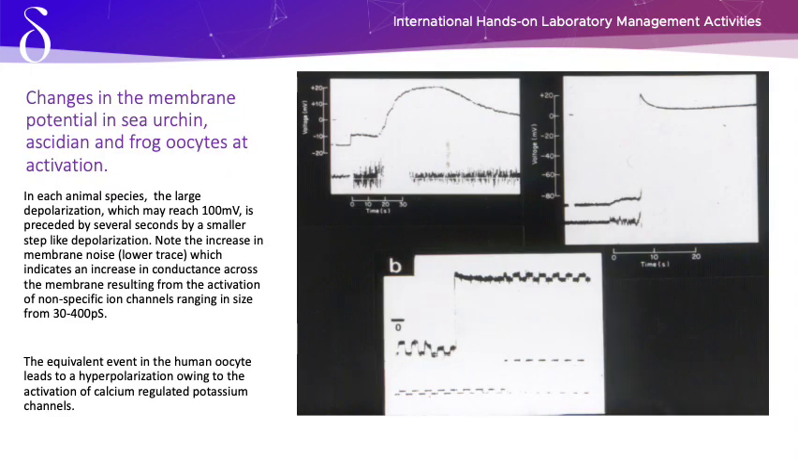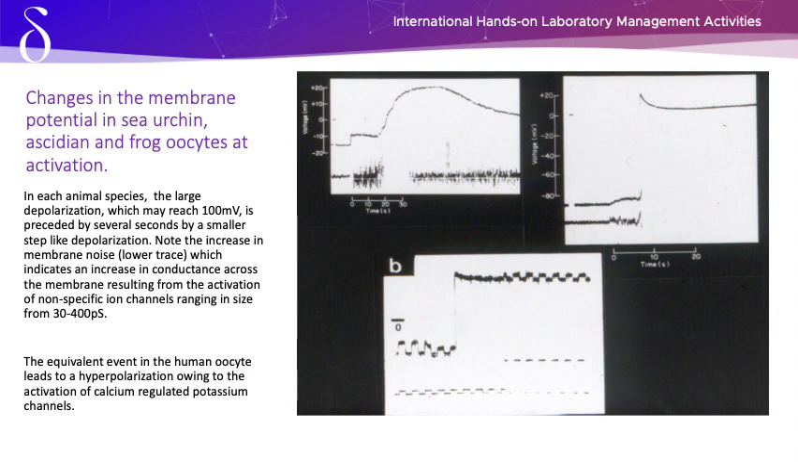So the first event in activation is actually a change in the membrane potential of the oocyte, which you can see in all animals in one form or another. In these graphs, we can see the fertilization potential, top left of a sea urchin, top right an ascidian, and the bottom graph is actually an amphibian, Discoglossus, I think it was.